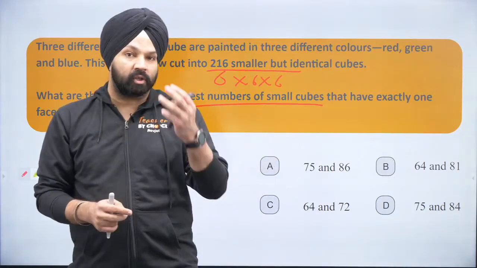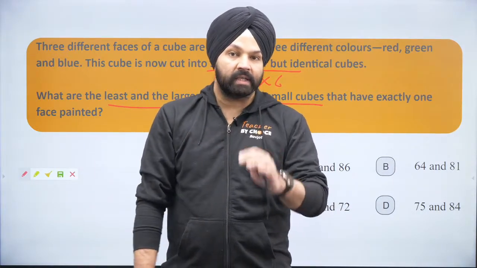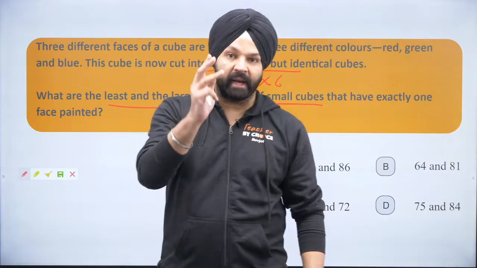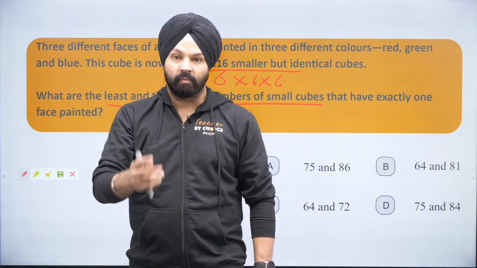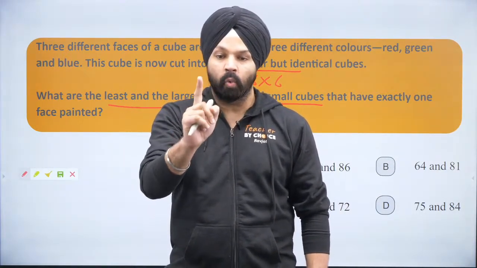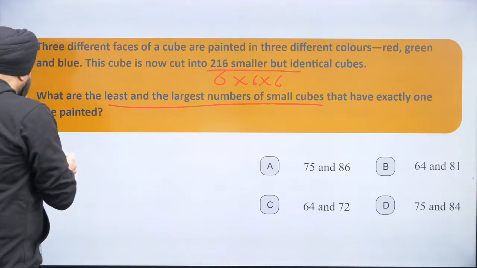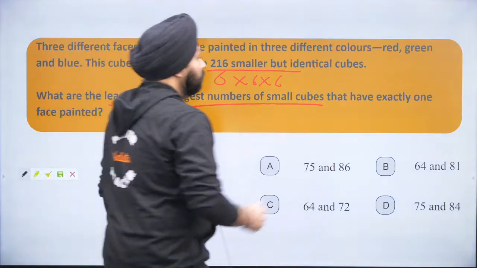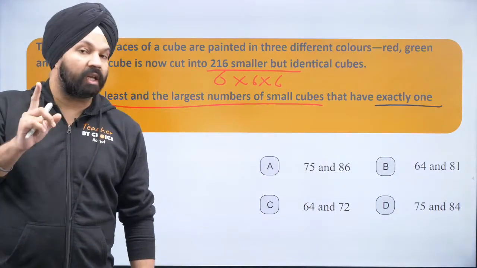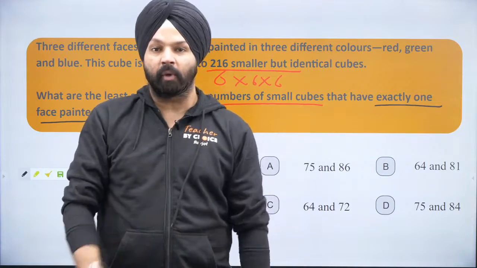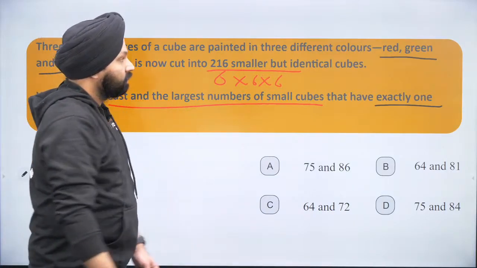So what is the question? The question says you have 3 colors. We are not aware on which faces those three colors are. He says we need to paint 3 faces and we are looking for the least and the maximum number of cubes, means 2 answers, which have only 1 face painted. Only 1 face painted. Please read the question again. It says exactly 1 face painted. Exactly 1 face should be painted, only and only one. So it's a very important question. And what is given? We have 3 colors, which could be any 3 colors, red, green and blue.